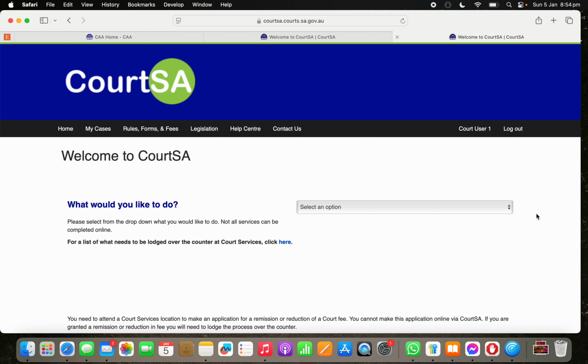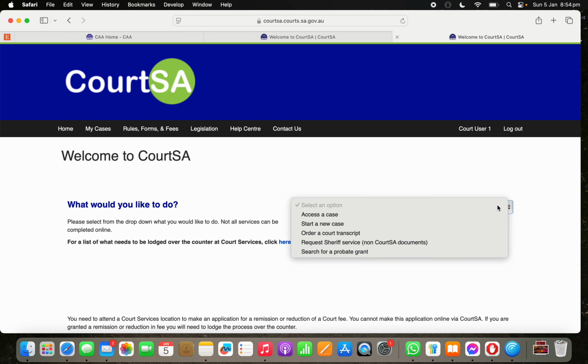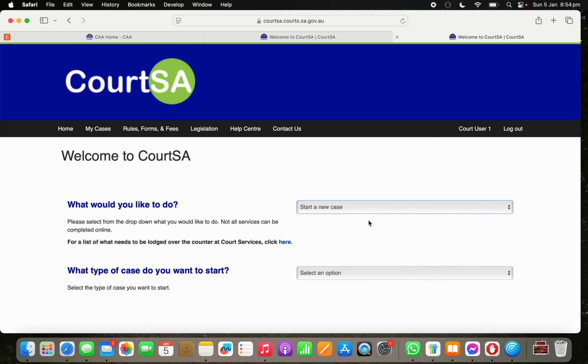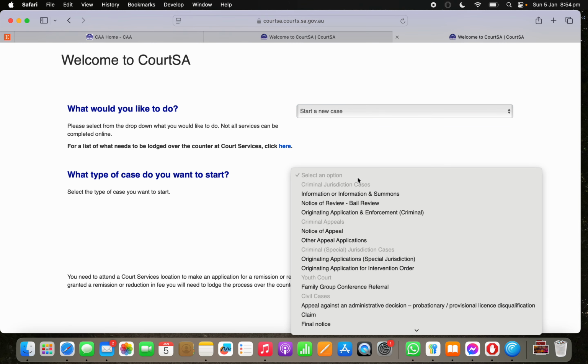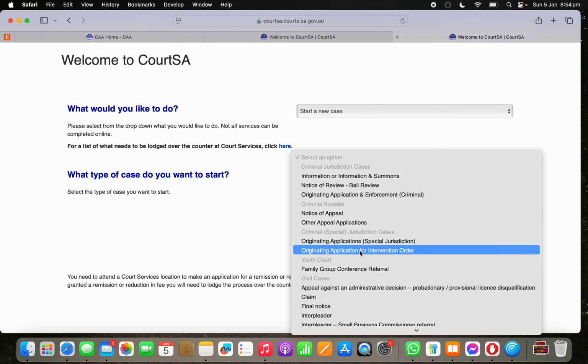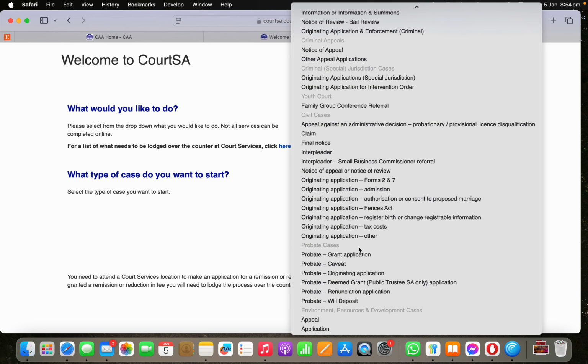So the first question is, what would you like to do? And there's a number of options from the drop down: accessing a case, ordering a court transcript, searching for a grant of probate, but we're going to start a new case. Then what type of case do you want to start? Now there's lots of options here, but you need to scroll down to probate cases. If you lodge any other type that's not probate, you're in the wrong area.